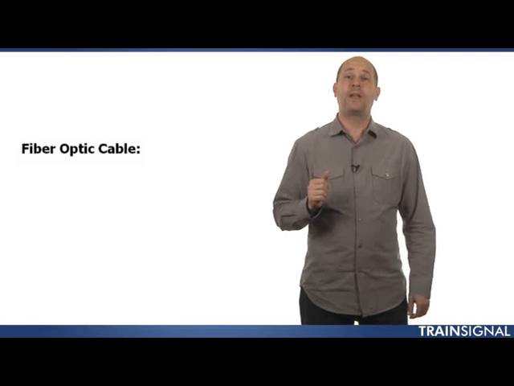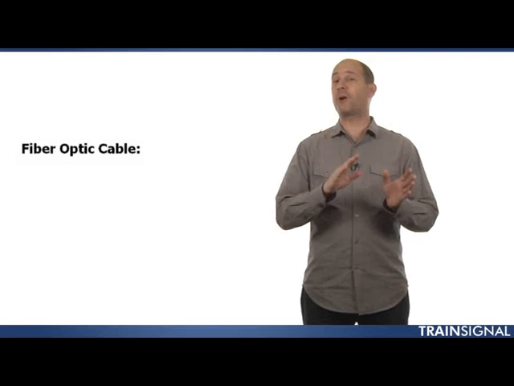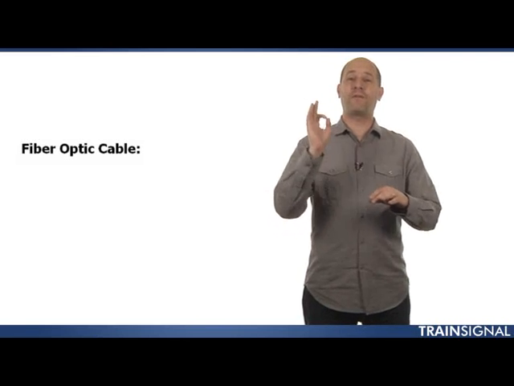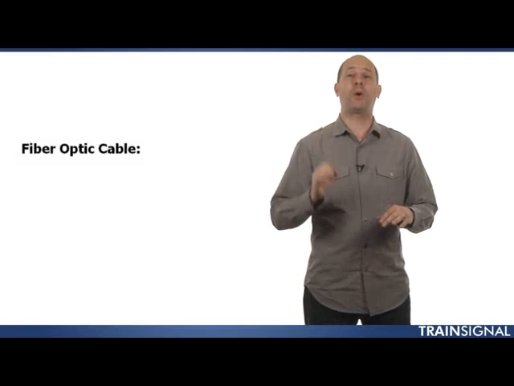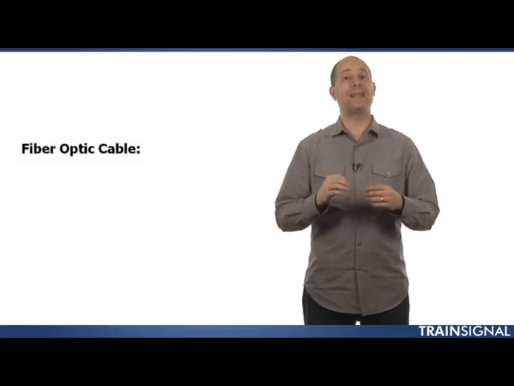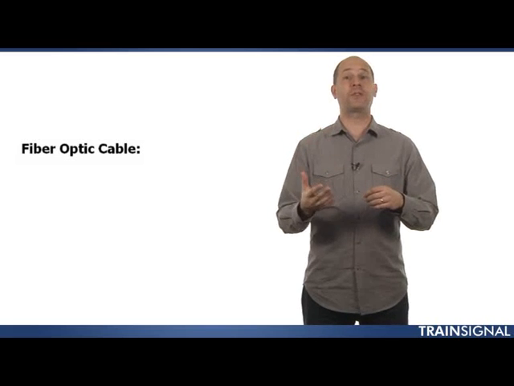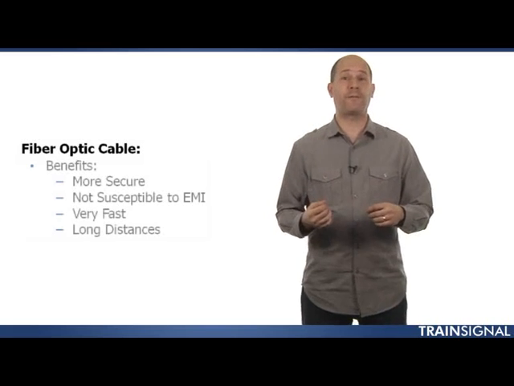Now, the third type of cable that I want to talk to you about is something called fiber optic cable. There's one distinct difference between fiber optic cable and the other cables that we've already talked about, and that is that with fiber, we're using light pulses to transmit the data instead of electricity. With the use of light pulses, there are a lot of benefits.